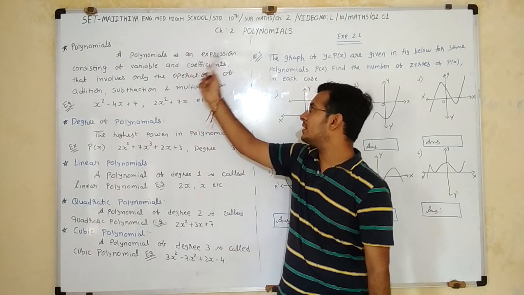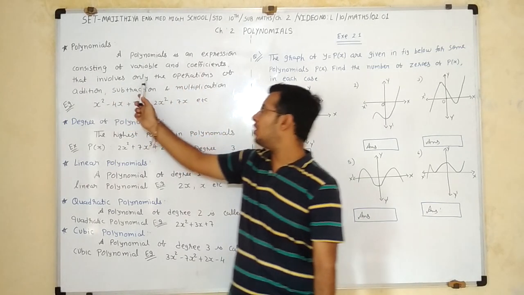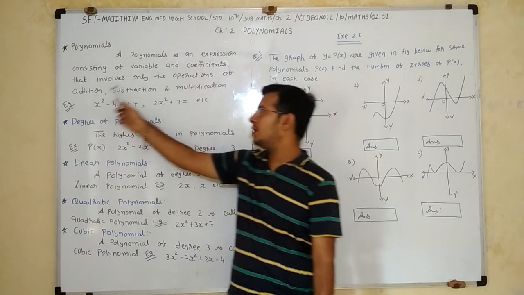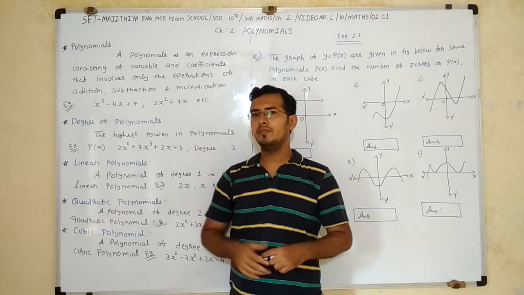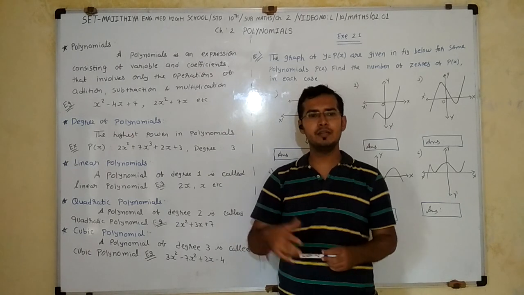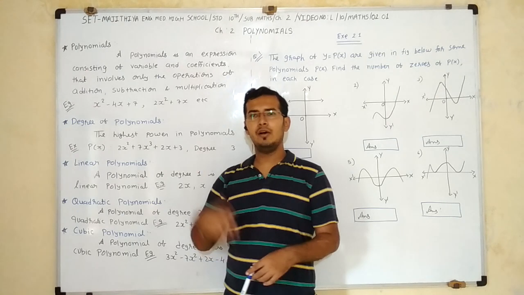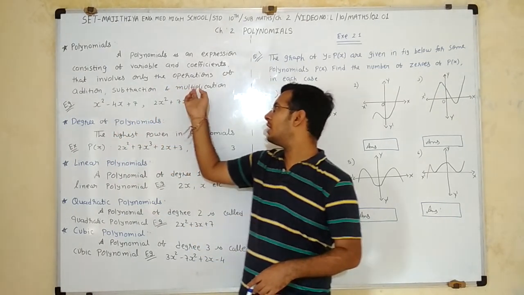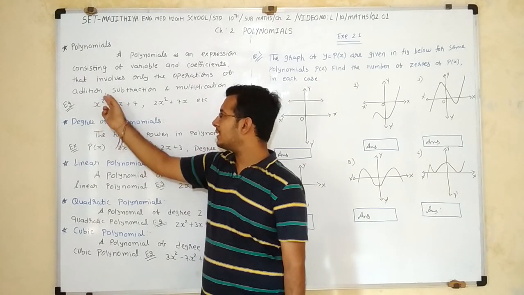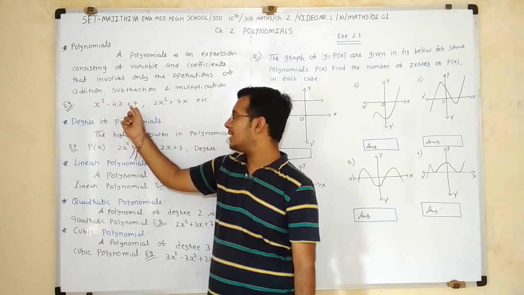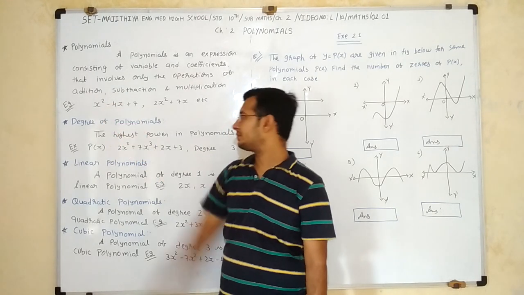A polynomial is an expression consisting of variables and coefficients that involves only the operations of addition, subtraction and multiplication, etc. Okay, so we know what a polynomial is. In a polynomial there are more than two terms, connected with operations like addition, subtraction and multiplication. For example, here three terms are there: x square is the first term, 4x and 7, which are connected with operations like addition and subtraction.